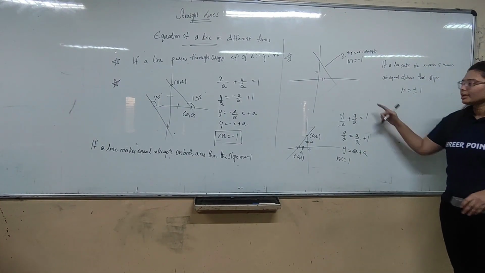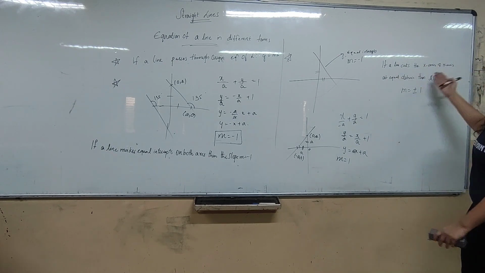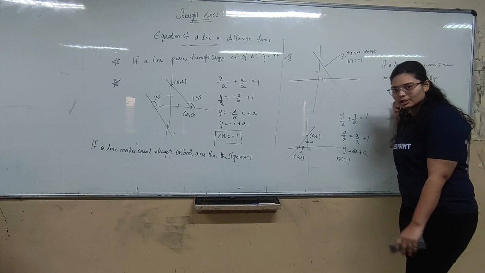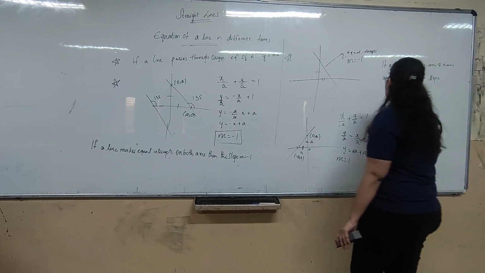We have seen that if a line cuts the x-axis and y-axis at equal distance, then slope is plus or minus 1. Right. And next another point.